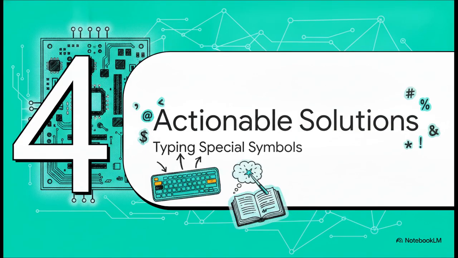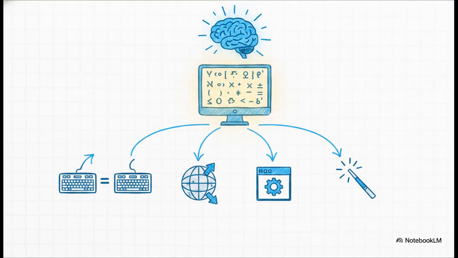Section 4. Actionable Solutions. Typing Special Symbols. Now that we know the OS is the undisputed boss, how do we actually empower you to get those elusive symbols back on your screen when setting up your new board? Well, here's a quick mental checklist for success. First, because your new keyboard works just like your old one under the hood, simply try your old keyboard combinations. If a specific combination produced a special character on your old keyboard, it's going to produce the same character on your new one, as long as your computer is using the same OS layout.